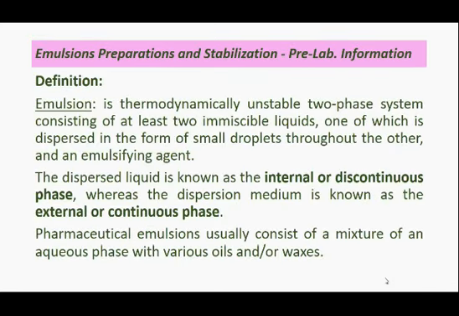An emulsion is a thermodynamically unstable two-phase system consisting of at least two immiscible liquids, one of which is dispersed in the form of small droplets throughout the other, and an emulsifying agent. The dispersed liquid is known as the internal or discontinuous phase, whereas the dispersion medium is known as the external or continuous phase. Pharmaceutical emulsions usually consist of a mixture of an aqueous phase with various oils and or waxes.